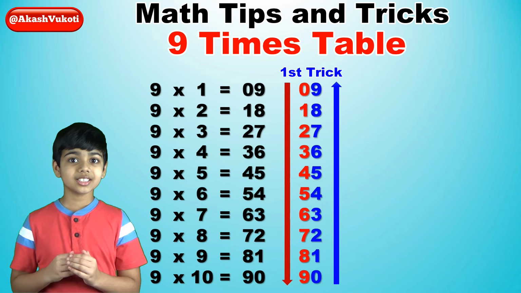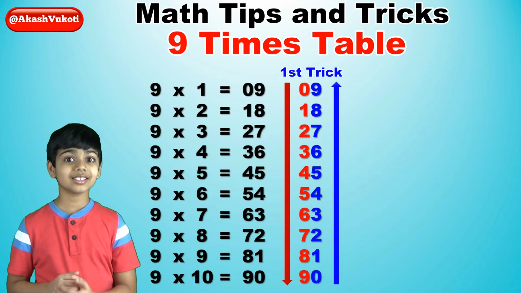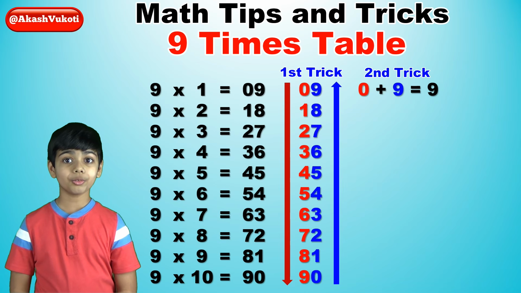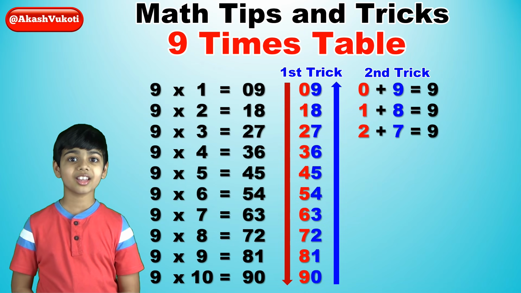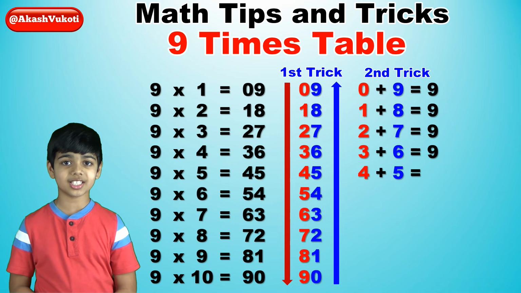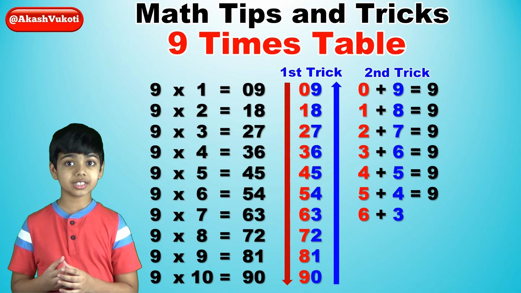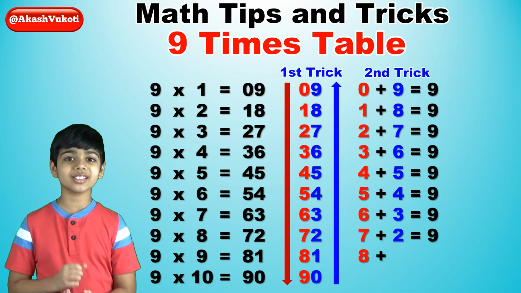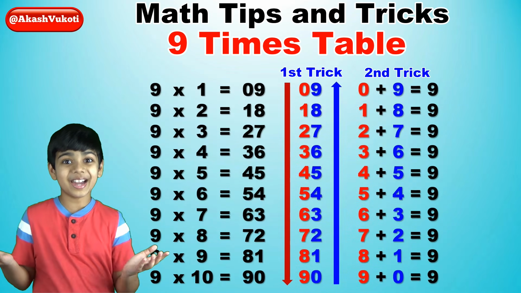The second trick is that the sum of the digits of each answer is 9. So, as you can see here, 0 plus 9 is 9. 1 plus 8 is 9. 2 plus 7 is 9. 3 plus 6 is 9. 4 plus 5 is 9. 5 plus 4 is 9. 6 plus 3 is 9. 7 plus 2 is 9. 8 plus 1 is 9. And finally, 9 plus 0 is, well, 9.